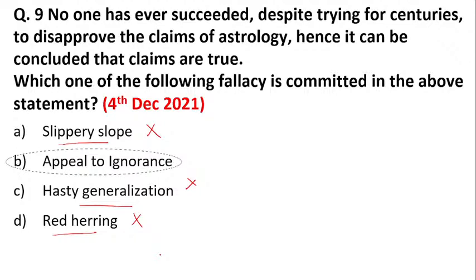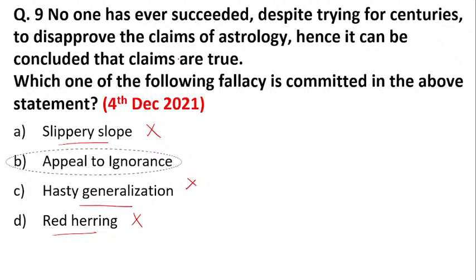So here appeal to ignorance is the answer. The question is saying, no one has ever succeeded despite trying for centuries, which means for hundreds of years, to disprove the claims of astrology. So many people are trying to disprove the claim of astrology. They are saying that stars cannot tell your future. Hence we are saying it can be concluded that these claims are true. So appeal to ignorance is the right answer to this question.